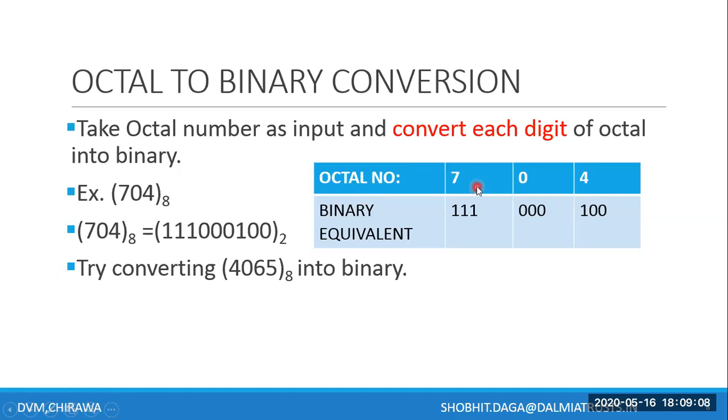Just write the octal number 704 as 7, 0 and 4, and then convert each number over here into its binary value. Then regroup these numbers and then you will have your answer. For your convenience, I would suggest you try 4065. If you face any problems, just mail me on my email ID.